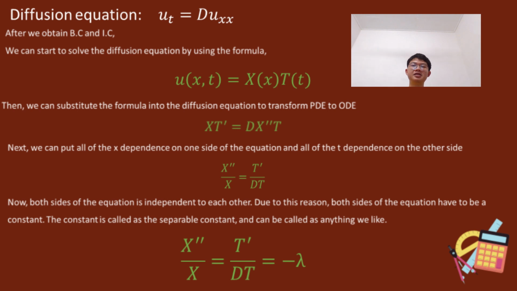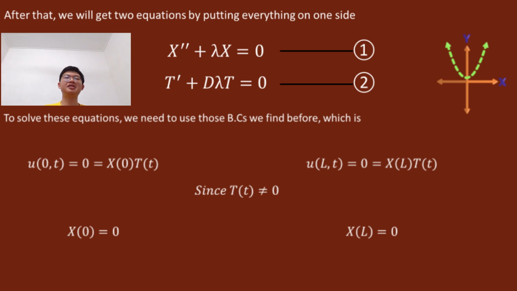Due to this reason, both sides of the equation have to be a constant. The constant is called a separation constant, and it can be called anything we like. For this equation, I will just call it negative lambda. After that, we will get two equations by putting everything on one side. The first equation is X double prime plus lambda X equals 0, and the second equation is T prime plus D lambda T equals 0.